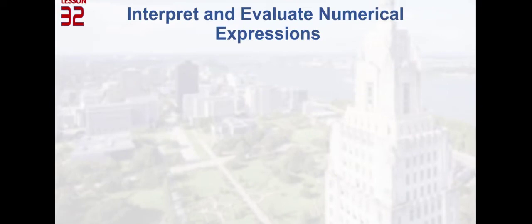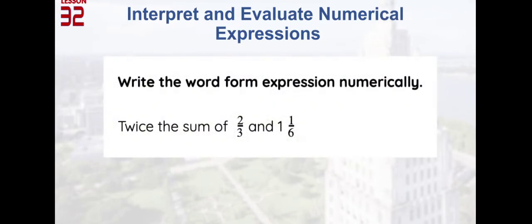Let's look at an example. So the directions say, write the word form expression numerically. So we have the word form, we have the words below, twice the sum of 2/3 and 1 1/6. So we have to turn them into a numerical expression, which is basically a math sentence with numbers and operator symbols, okay? So the word "twice" is the first clue we have. It's the first one we must interpret.